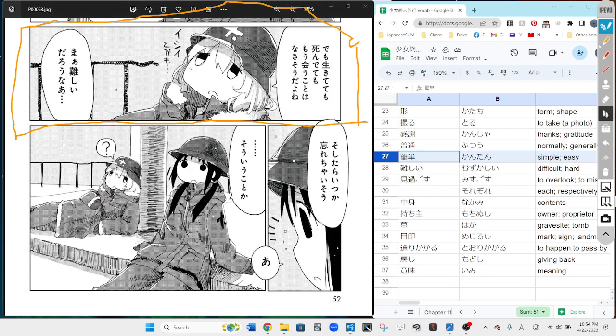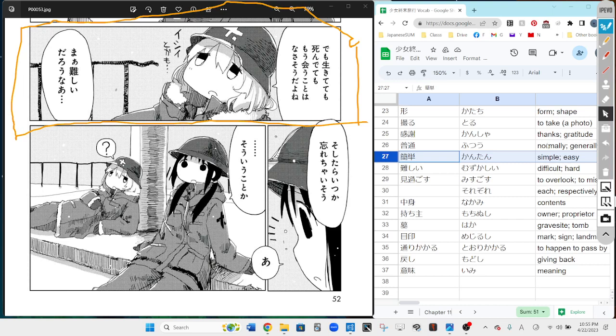Demo, ikitete mo, shindete mo, mo au koto wa. Nasa so dayone. Ma muzukashi daro na. So the first bubble means demo ikitete mo shindete mo au koto wa nasa so. It's saying but even if we're dead. Mo au koto wa. We can't really meet, a meeting. I think about meeting, we can't really do. Ma, muzukashi daro na.